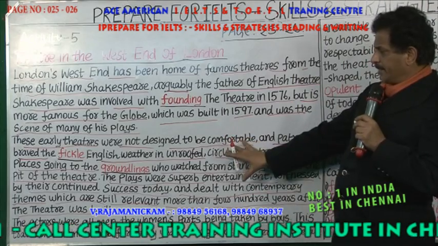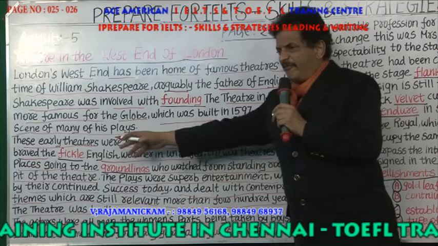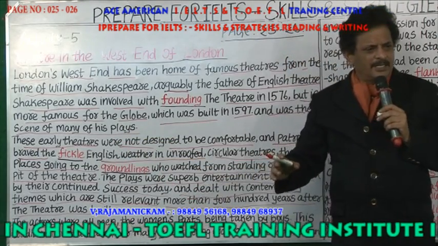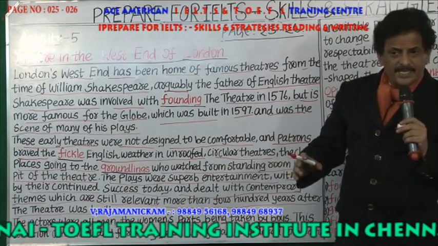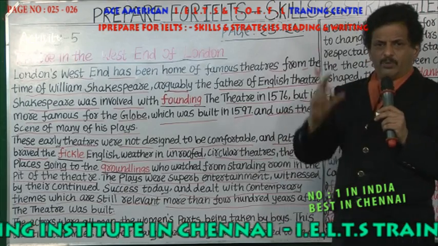Hope you are able to get the second paragraph. Are you clear about it? So what are the vocabularies here in the second paragraph? Fickle. Fickle is changeable. What do you mean by groundlings? Spectators who are sitting and watching. Spectators, the people who watch.